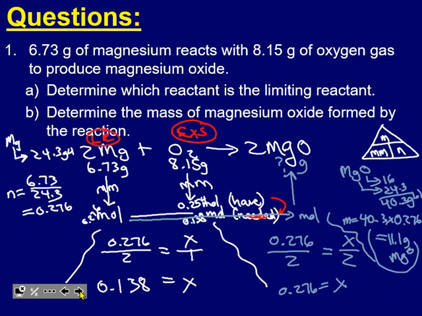Okay? All right? So it's not too bad. You're given two reactant numbers. You got to turn one into the other. I always go left to right for no particular reason. See which one's excess and which one's limiting, and then use the limiting.